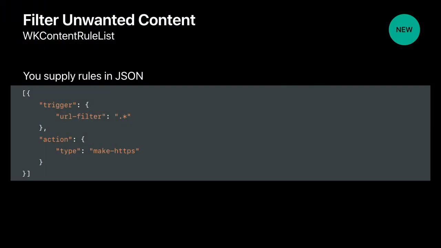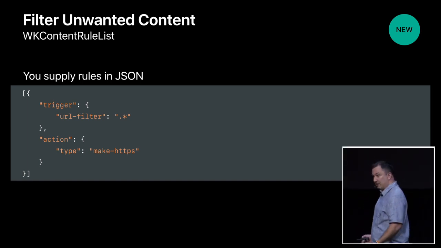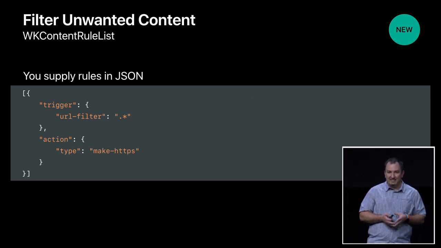You supply your rules in a simple JSON format. The JSON has pairs of triggers and actions. In this example, up on the screen, the trigger is matching a URL. It's for every single URL, that's a regular expression that says, for all URLs, take the action of making the URL HTTPS. So this is a common and important shotgun approach to upgrading all plain text requests to be encrypted ones.